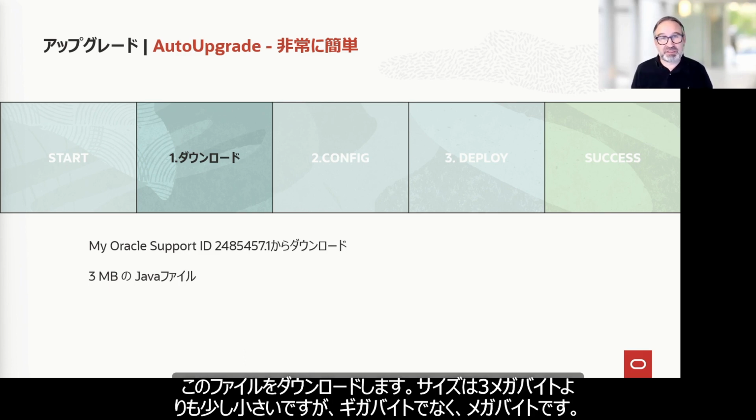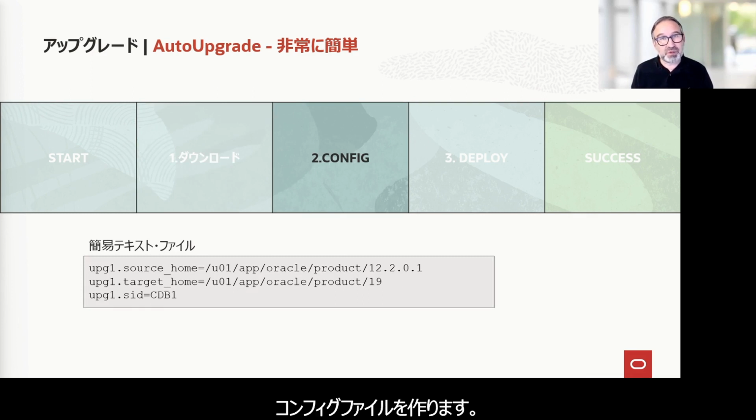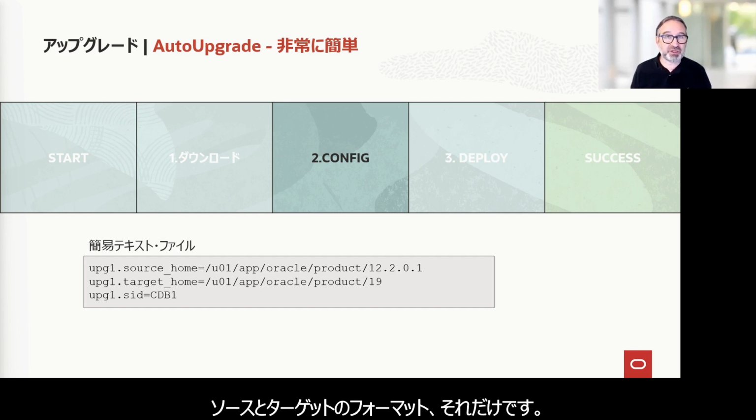So you download this file, which is a bit less than 3 megabytes, not gigabytes, not a typo here, just megabytes. You create a config file. This is the minimum version we need. It has the SID in the last line, the source and the target home, and that's it.